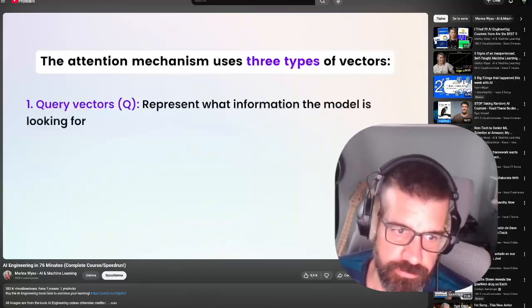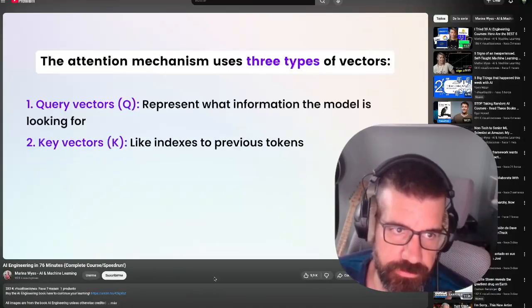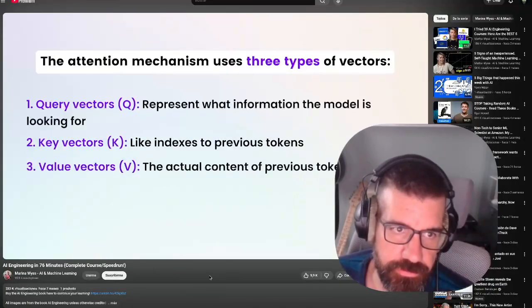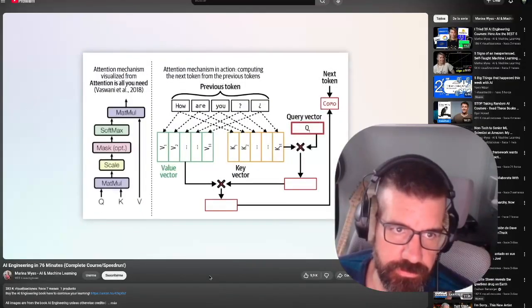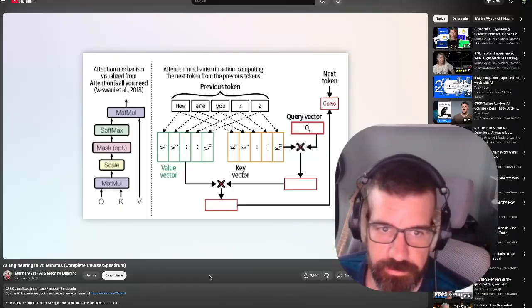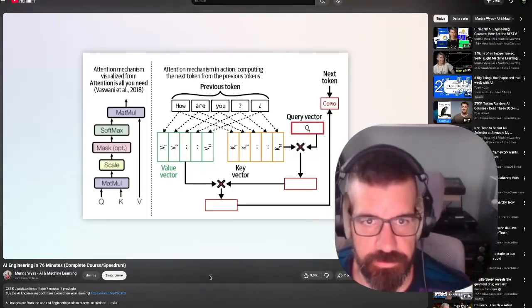The attention mechanism uses 3 types of vectors. First, query vectors. These represent what information the model is looking for. Next, key vectors, like indices of previous tokens. And finally, value vectors, the actual content of the previous tokens. The model computes how much attention to give each input token by comparing the Q and K vectors. A high similarity score means that the token's content, V, will heavily influence the output.